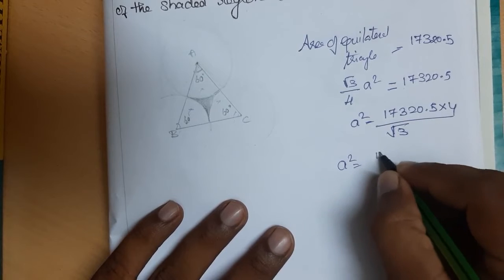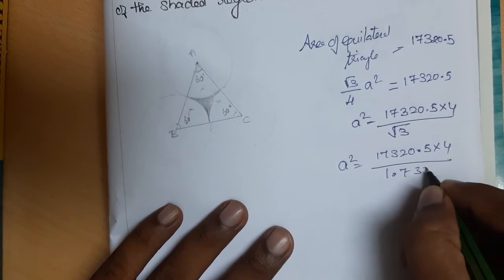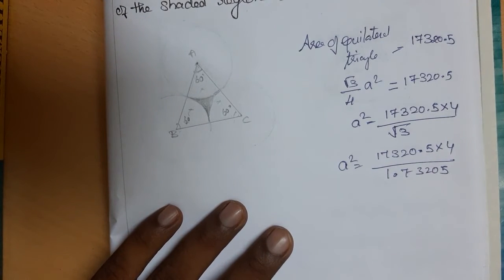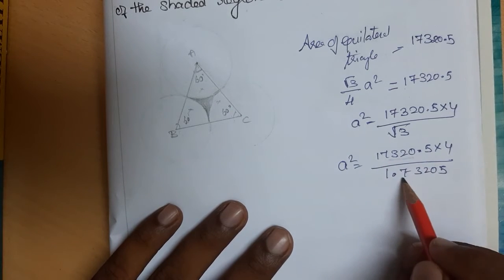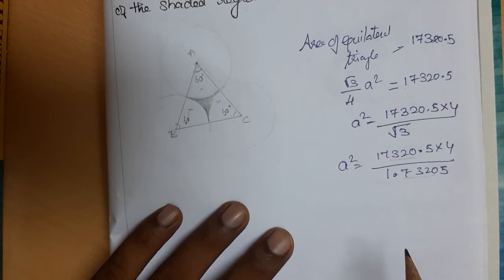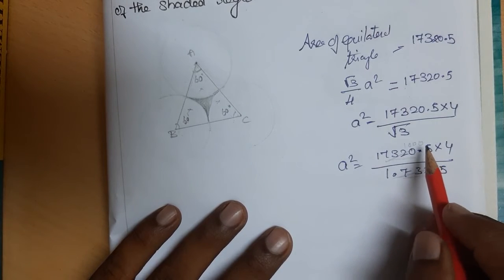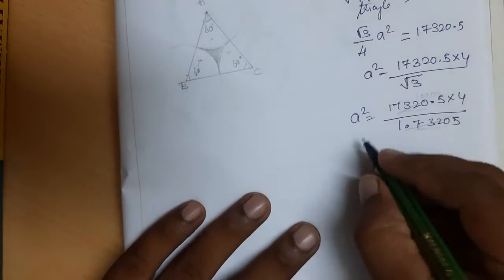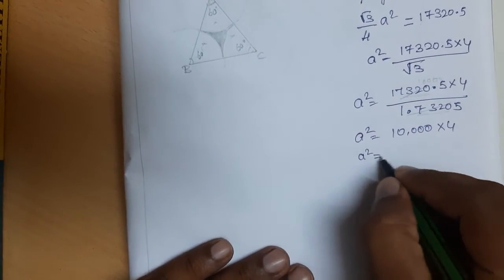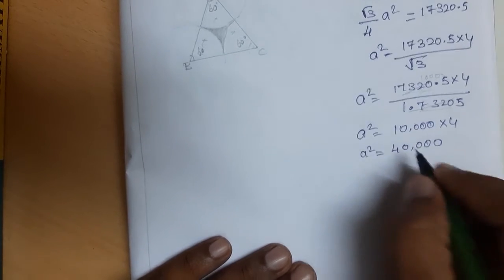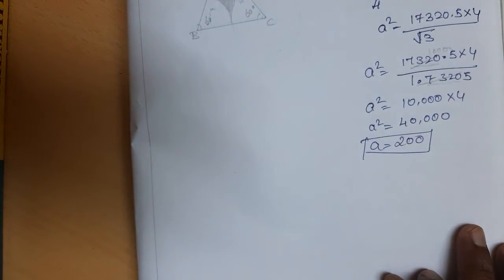So a square is equal to 17,320.5 into 4 divided by 1.73205. And this and this are same, right? Just only that decimal is misplaced, 4 digits, right? Then it is 10,000 times. So a square is equal to 10,000 into 4. So a square is equal to 40,000. Then taking the square root, we will get a as 200.